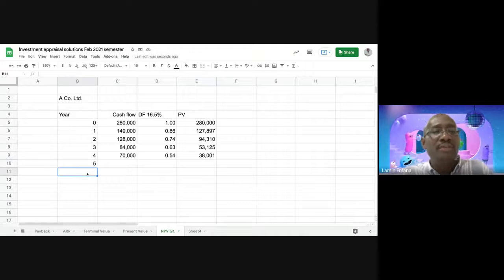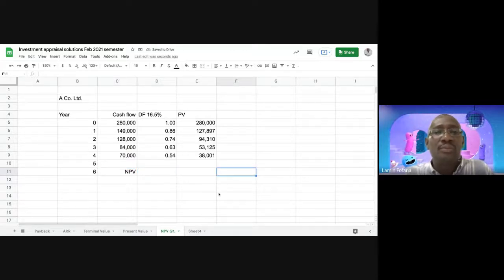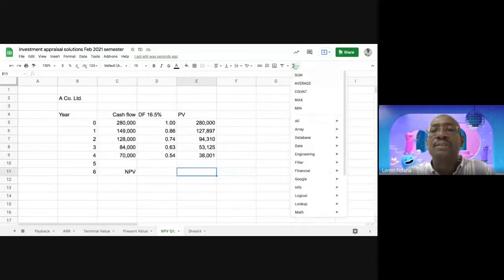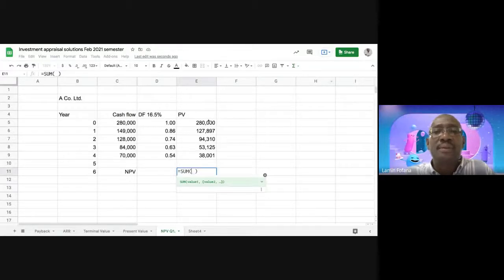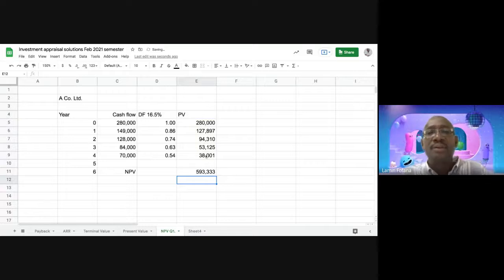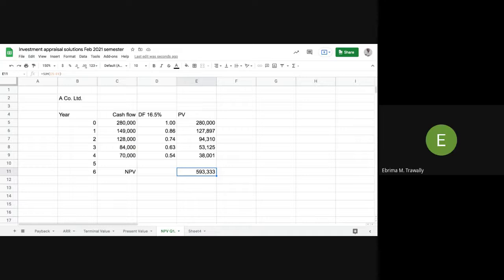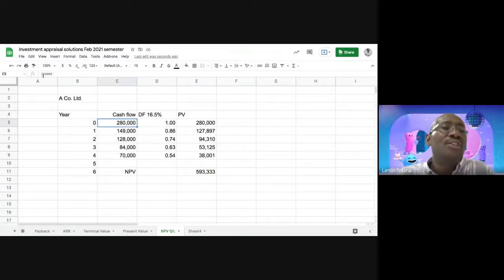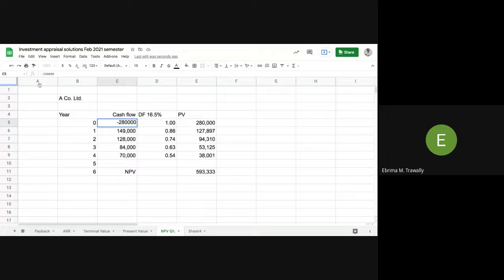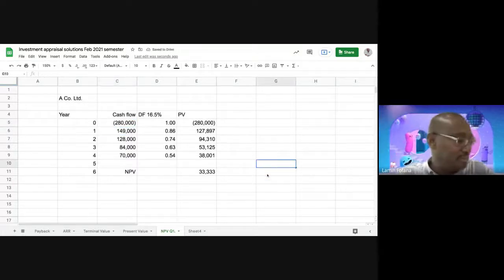So what will be our NPV? Our NPV will be the total of this. So this is our NPV. Is this correct? No. Why is it not correct? The 4th year should be discounted. There you go. No, the 4th year should be a negative number, because it's an outflow.